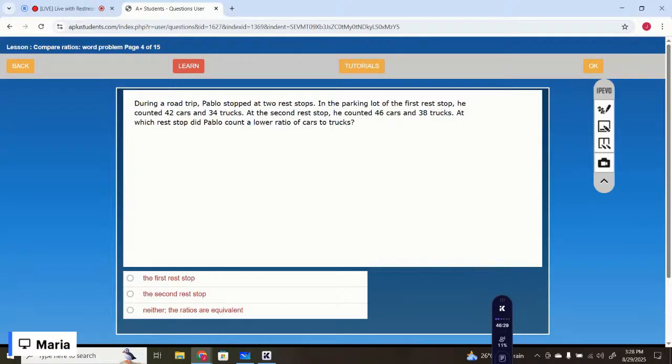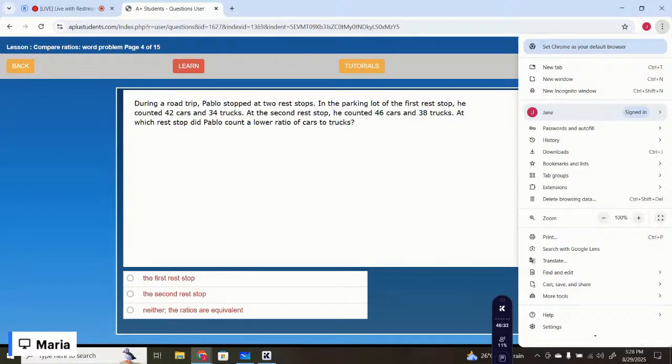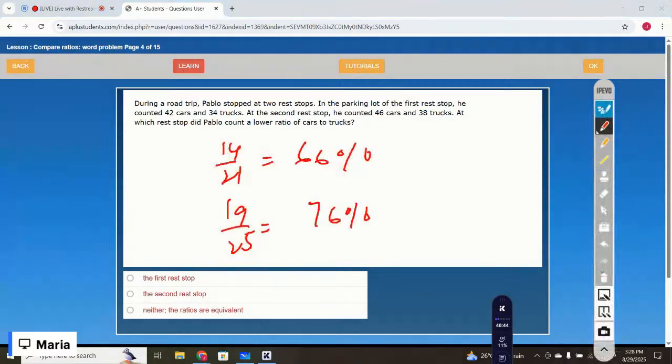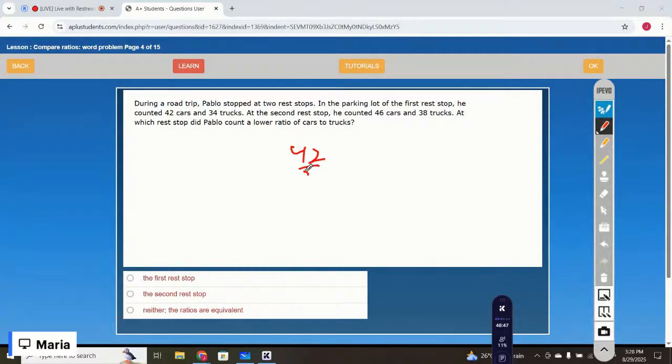During a road trip, Pablo stopped at two rest stops. In the parking lot of the first rest stop, he counted 42 cars and 34 trucks. At the second rest stop, he counted 46 cars and 38 trucks. At which rest stop did Pablo count a lower ratio of cars to trucks?